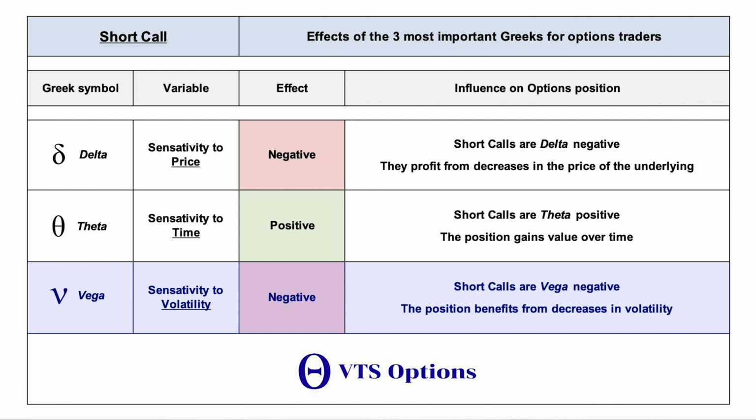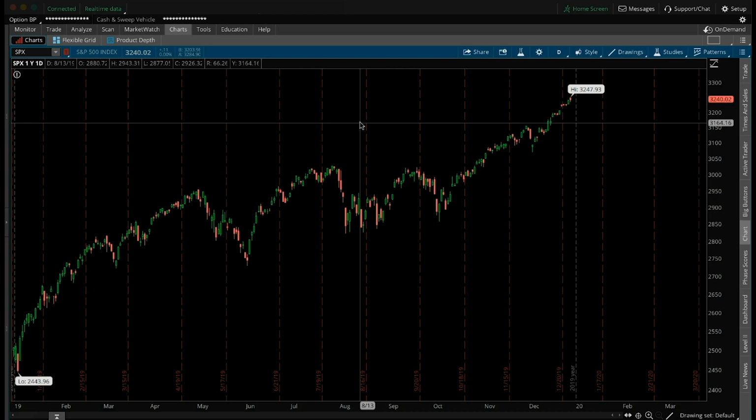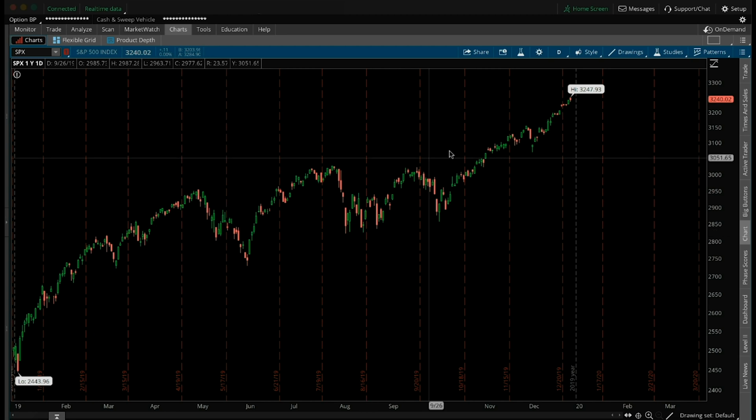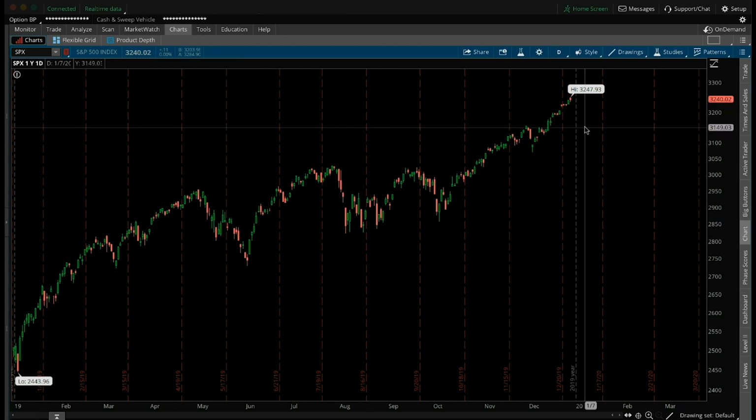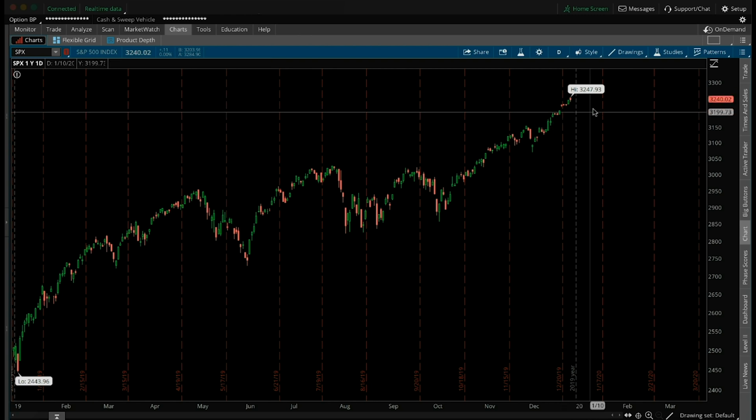Now that's not always possible in the case of the short call, as I will explain right now with an example. Okay, so here we are inside the Thinkorswim platform from TD Ameritrade, and we're looking at the S&P 500. We're coming in right to the end of the year in 2019, and we are at all-time highs.